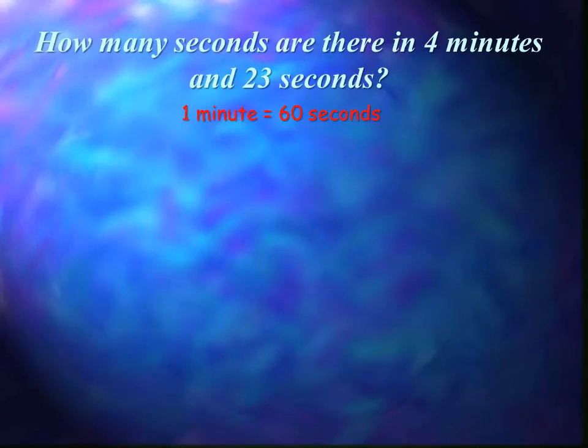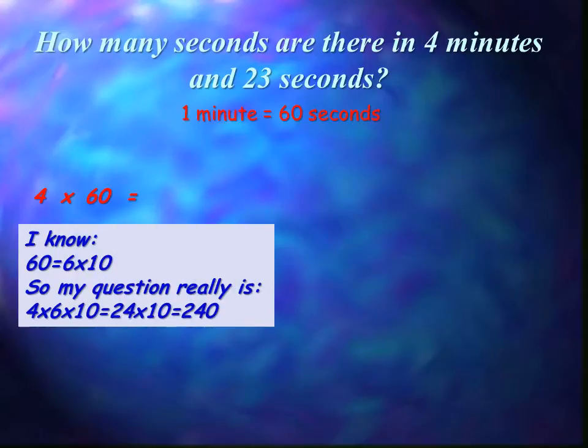The first thing I need to do is remember that 1 minute equals 60 seconds. So I have 4 minutes, but I need to know how many seconds are in 4 minutes. So I need to do some multiplication. So 4 times 60 equals what exactly? Now, I know that 60 is actually 6 times 10. So my question really is 4 times 6 times 10.